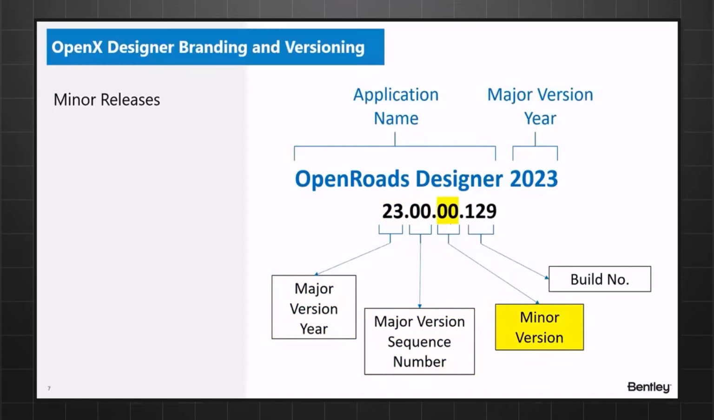If only the third number changes, then you are dealing with a minor version or a minor release, and it will not require an upgrade from the previous version. In fact, it can be used interchangeably. And so, again, those are the things to keep in mind. Very easy, simple way to tell if a release is major or if a release is minor.